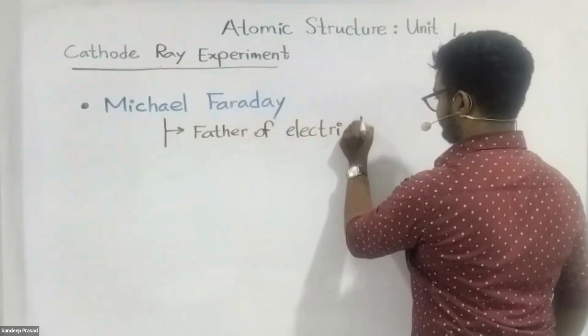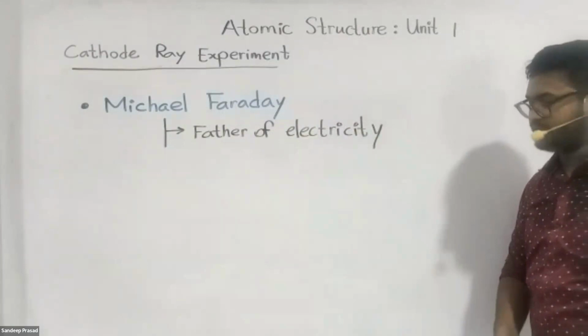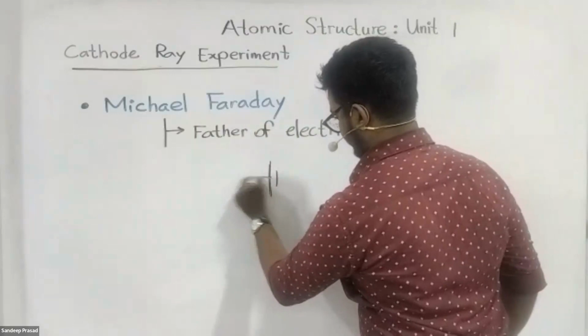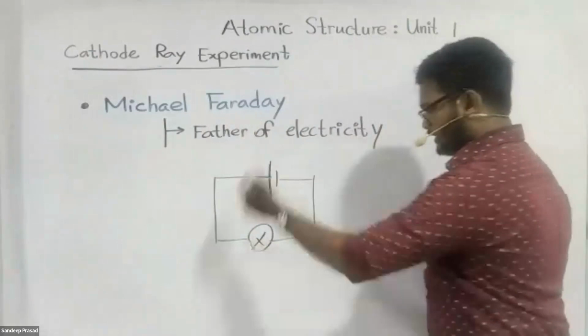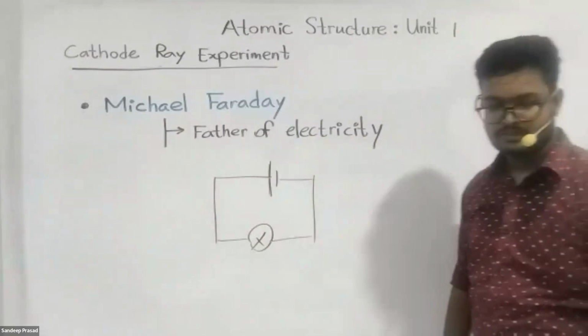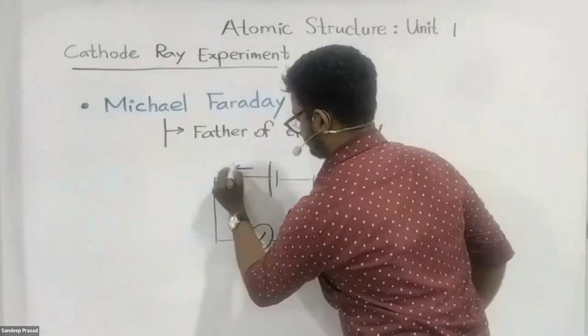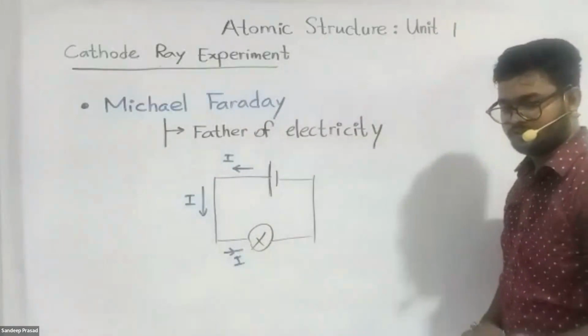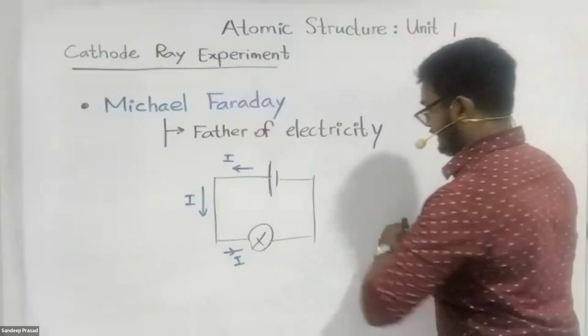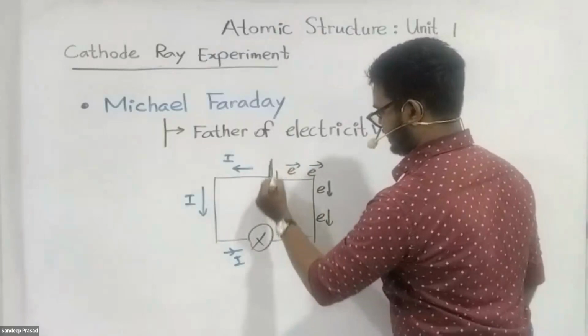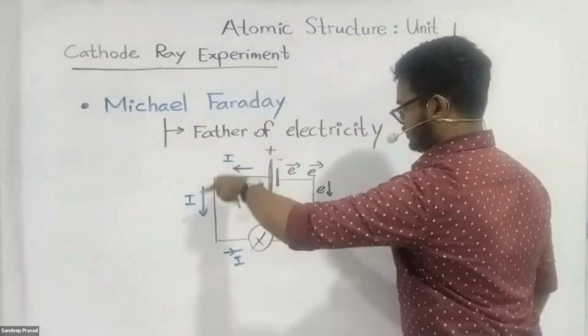Why are they giving the name father of electricity? Because Michael Faraday is the one who conducted so many experiments regarding electricity. If there is a circuit in this way, you can light a bulb. Through the circuit, current electricity is passing. In this direction current is passing, and in the opposite direction electrons are passing. You have learned this theory earlier. In a battery, this is the positive tip and this is the negative tip. So in this direction, from the positive tip, current electricity is passing, and from the negative tip, electrons are passing.